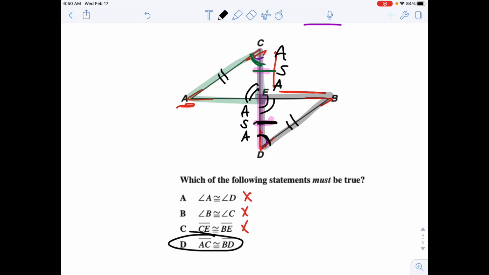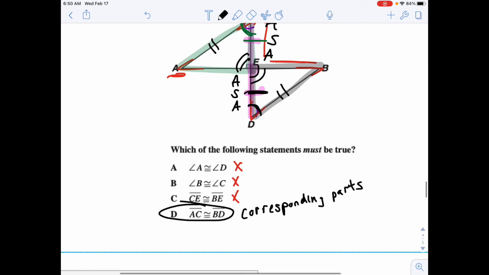This one was a little bit tough because we had to first say, well, the triangles are congruent. So what has to be true? Well, AC and BD, those are corresponding parts, so they must be congruent. All these other ones weren't necessarily corresponding, so they didn't have to be congruent. Corresponding parts of congruent triangles are congruent.